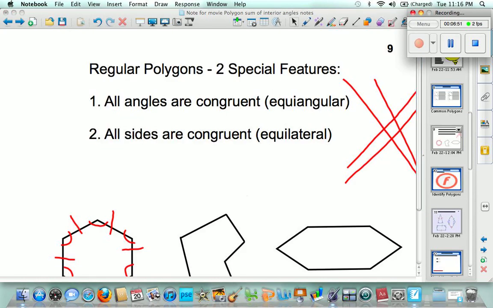We also are going to talk about regular polygons. All angles are going to be congruent. Another word for this is equiangular. Congruent angles. All angles will be the same. And all sides will be congruent, which is equilateral.